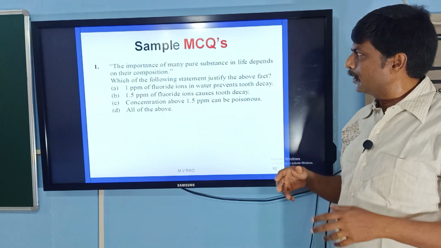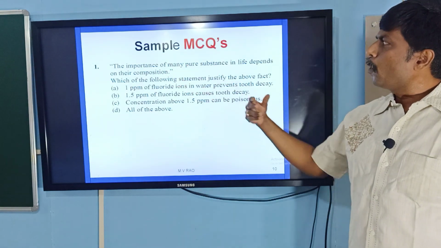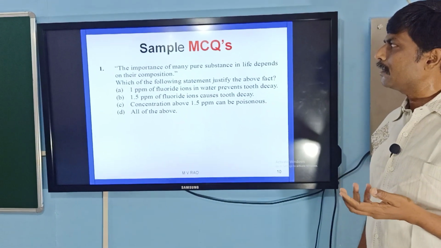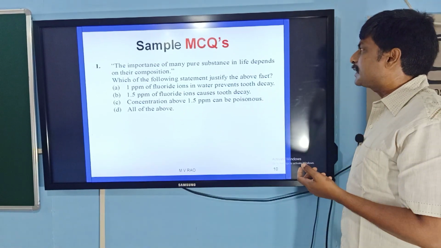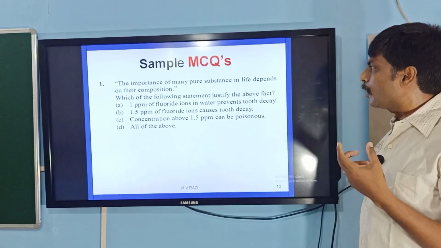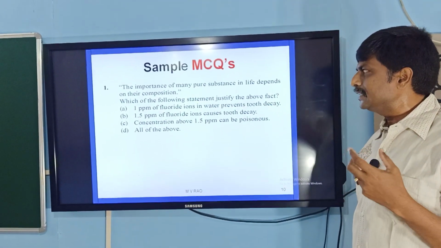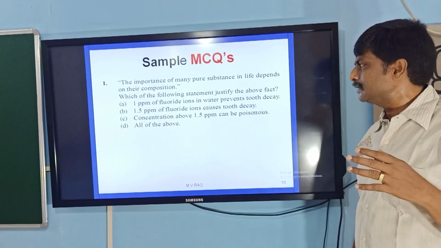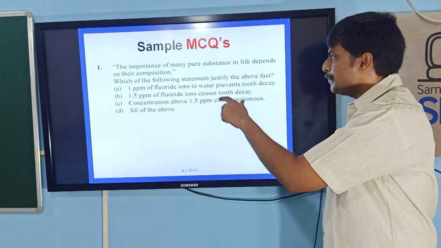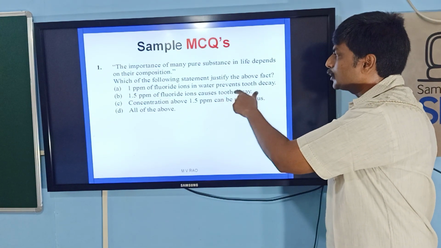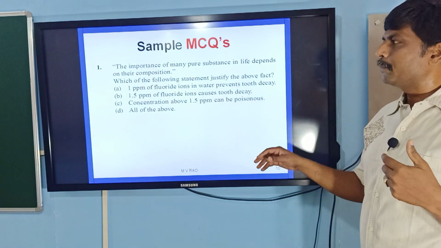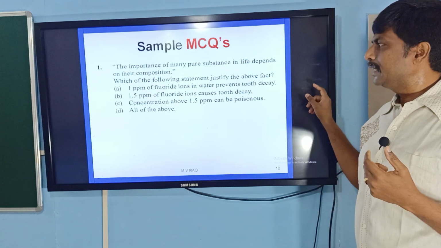Now I discussed that one. You see the question: the importance of many pure substances in life depends on their composition. Which of the following statements justify the above fact? 1 ppm of the fluoride ion in water prevents tooth decay. Is it correct or not? 1 ppm of fluoride ions in water prevents tooth decay. If it is 1.5 ppm, fluoride ion causes tooth decay; concentration above 1.5 ppm can be poisonous. All of the above. Which one is correct? Yes, fourth, D is correct.